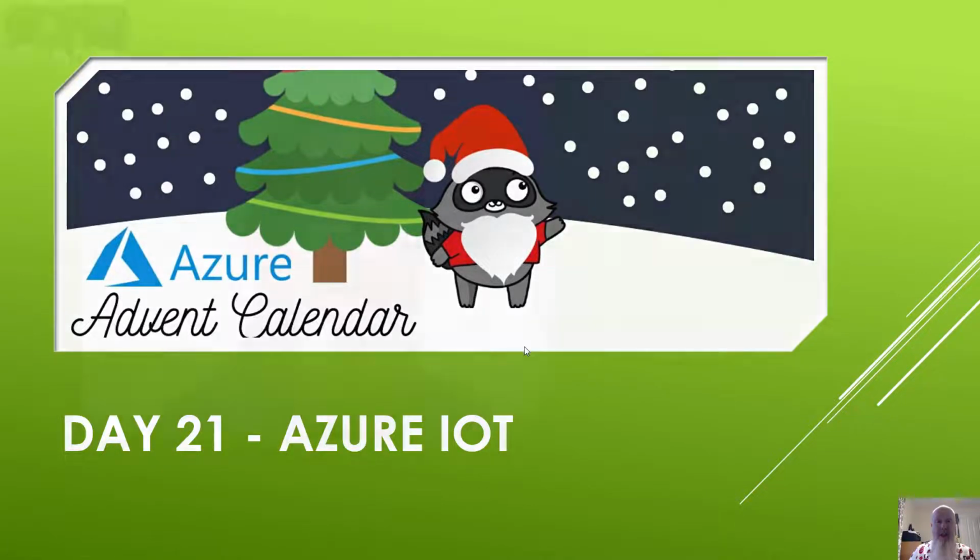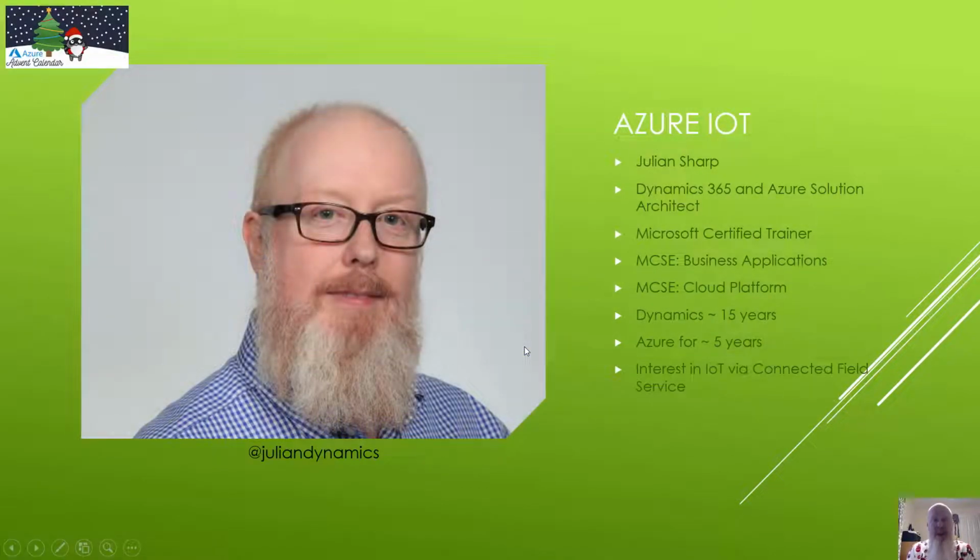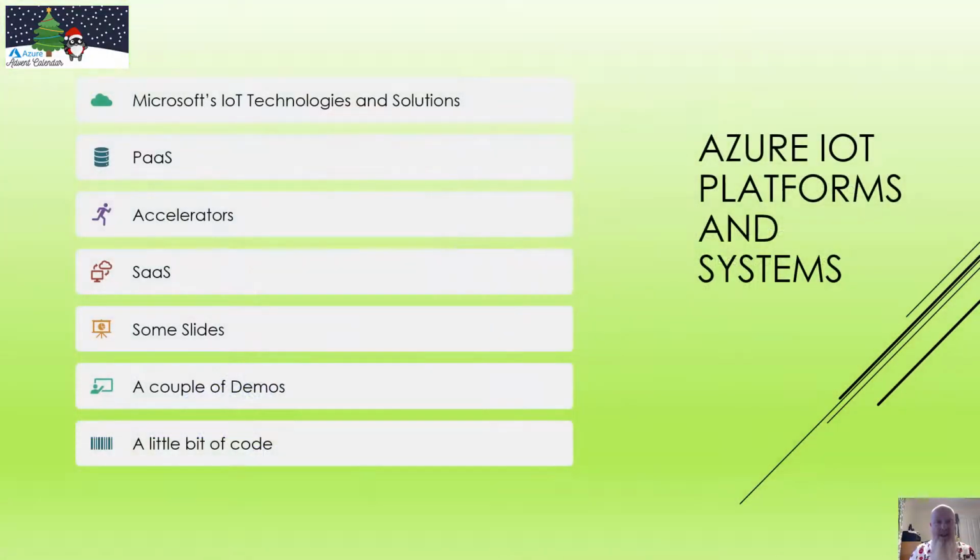My name's Julian Sharp and I'm a specialist in Dynamics 365, but most of my job involves integration with other systems, and as a result I've been using Azure for a number of years. A particular focus of mine has been field service, and with that is connected field service, and that's how I got interested in IoT. I really want to try and explain and help you get started with IoT through this session. We're going to be looking at the different parts of the Azure IoT platforms.